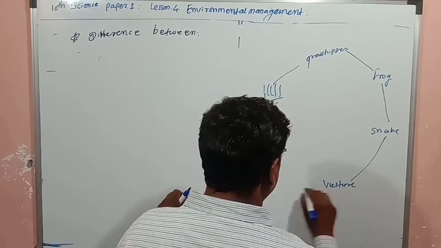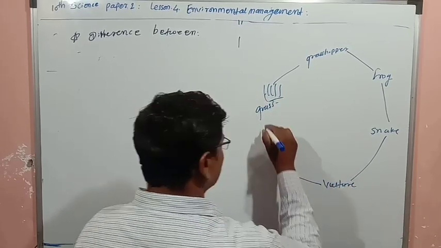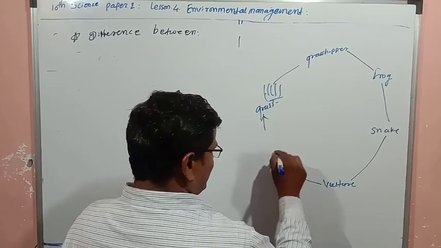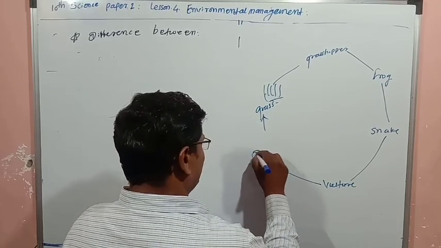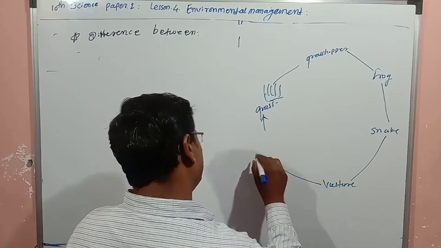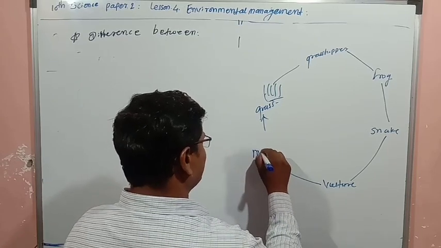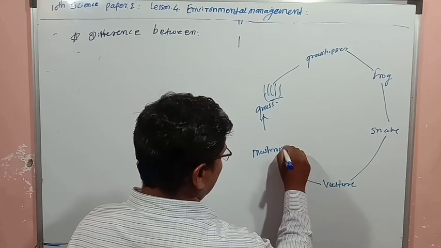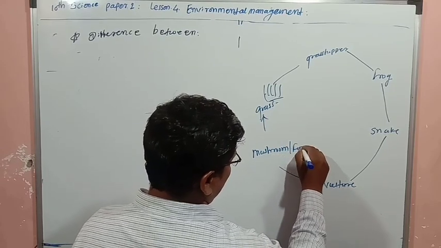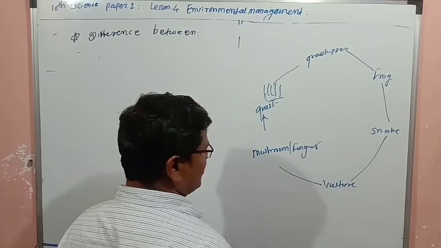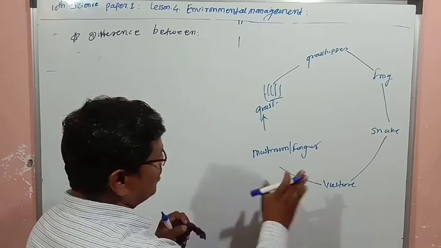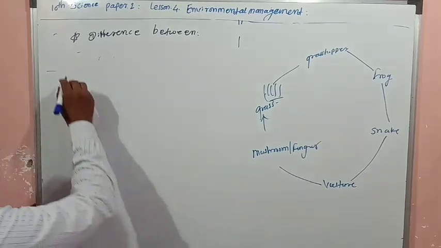Vulture, eagle also is there, and then decomposers, or what you can say here, suppose mushroom or fungus is there. Okay, so what is their role? So that one we have to write.